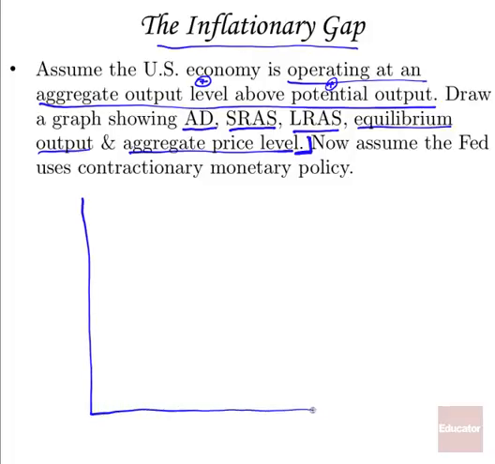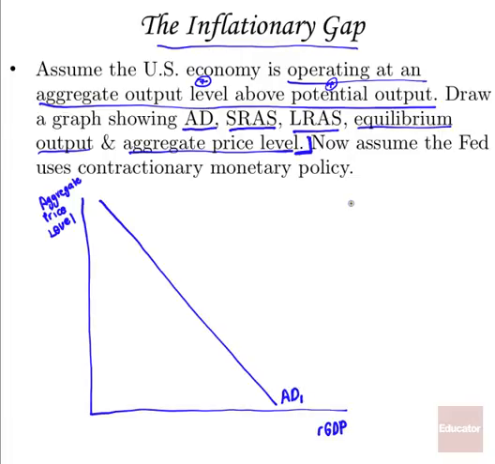The x-axis is going to be real GDP. The y-axis is going to be the aggregate price level. If you just put price level, it should be okay, but it doesn't hurt to write aggregate price level here. And aggregate demand here. Now, what is aggregate demand? AD. Let's label this AD1.